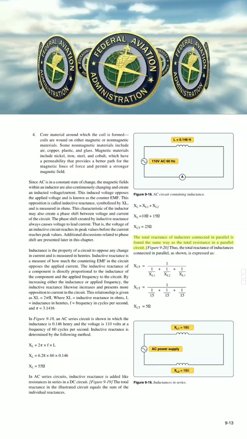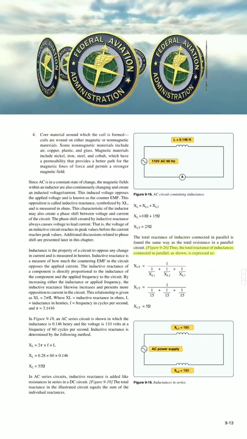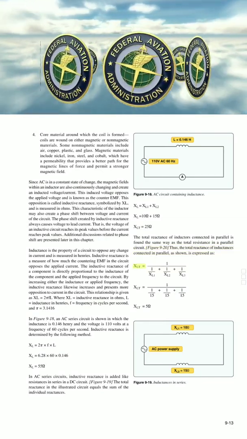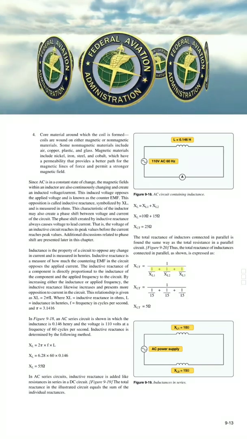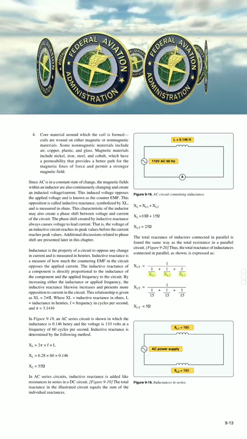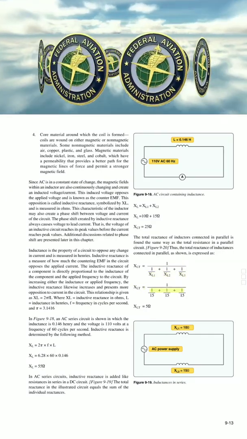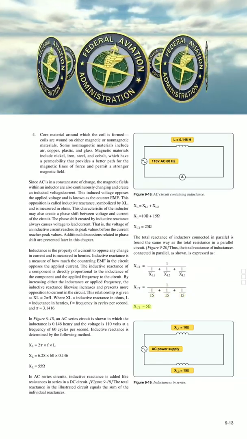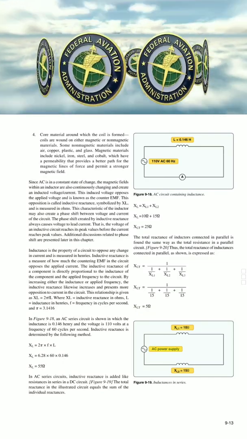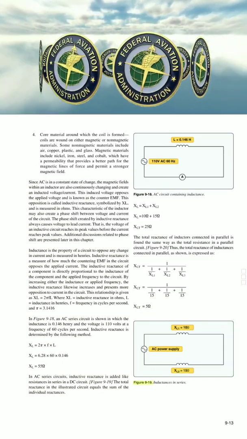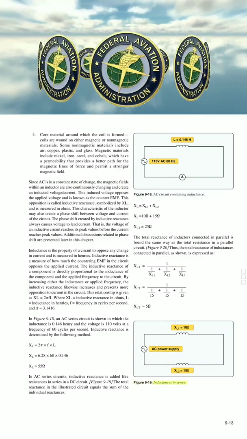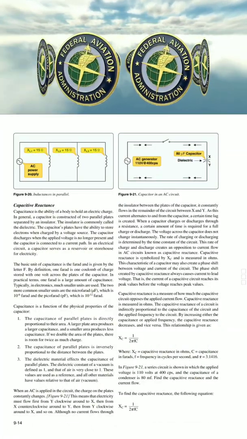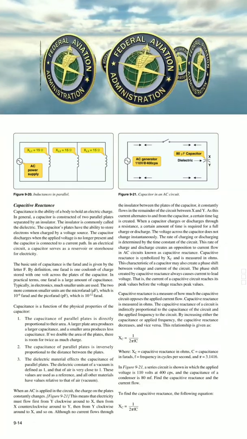in a parallel circuit. In figure 9-20, the total reactance of inductances connected in parallel, as shown, is expressed as 1 over XLT equals 1 over XL1 plus 1 over XL2 plus 1 over XL3. 1 over XLT equals 1 over 15 plus 1 over 15 plus 1 over 15. XLT equals 5. XL1 equals 10, AC power supply, XL2 equals 15. Figure 9-19, inductances in series.